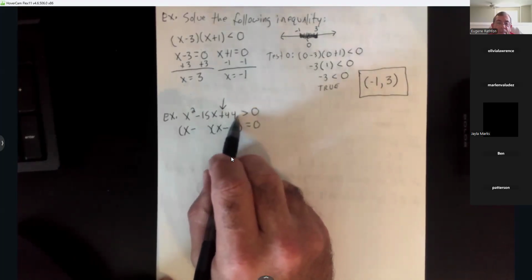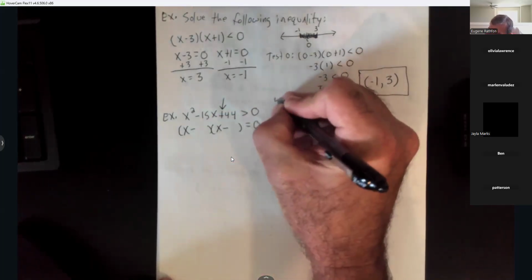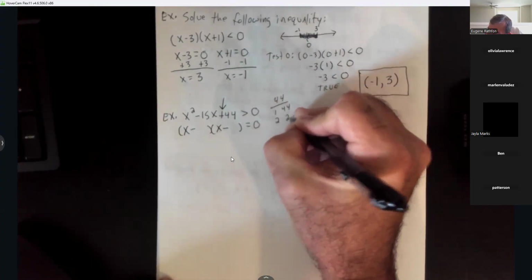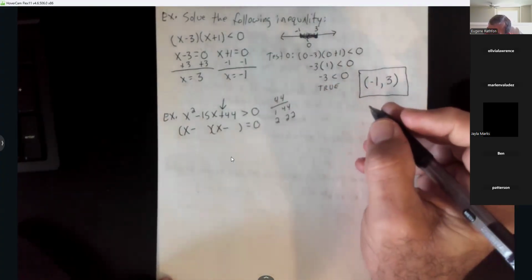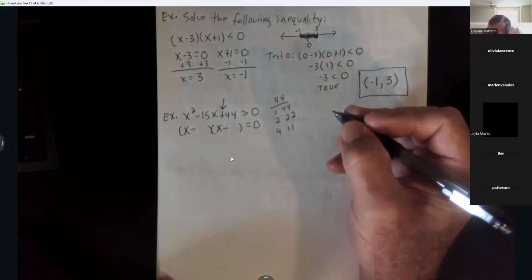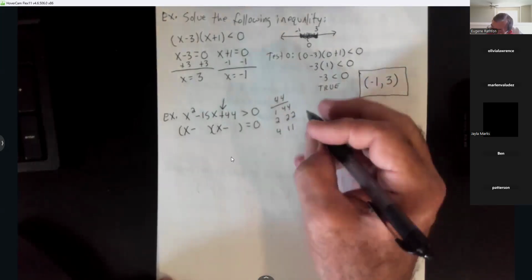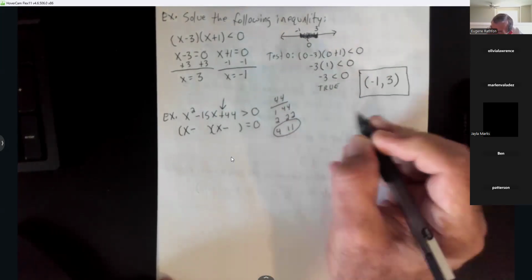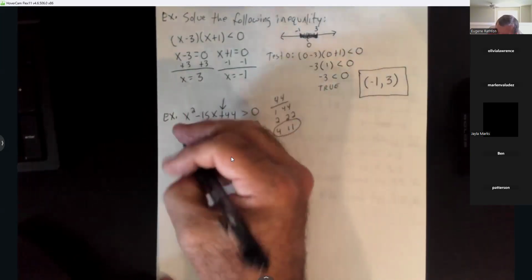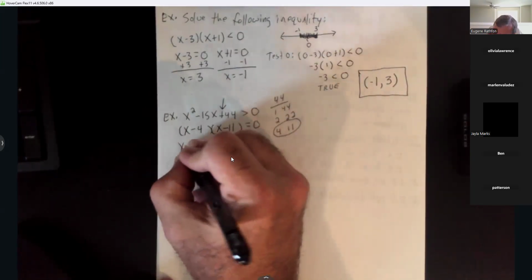All right, y'all, I need factors of 44 that'll add to give me 15. So 1 and 44, 2 and 22. What's next? 4 times 11. And I think that's it. So the ones that'll give me 15 are going to be 4 and 11. All right, so now we're at this point. So let's set both these equal to 0 and solve.